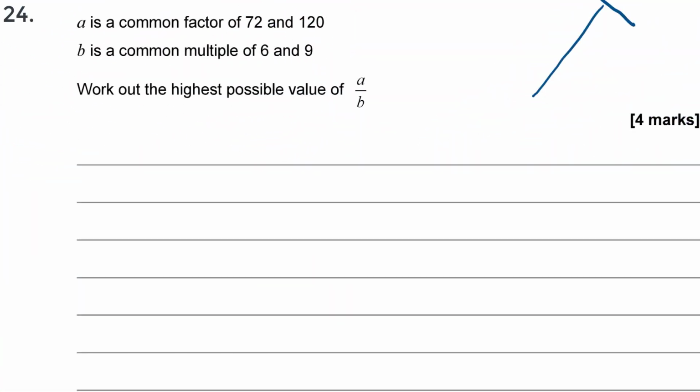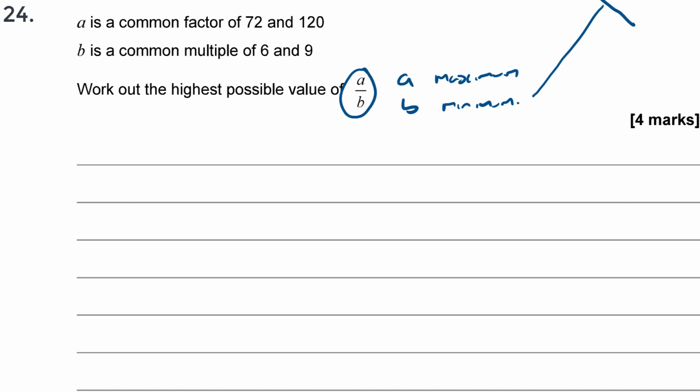A is a common factor of 72 and 120, and B is a common factor of 6 and 9. Work out the highest possible value of A over B. Okay, so this fraction is going to be its biggest when A is at its maximum value and B is at its minimum value, isn't it? Okay, you'll get a bigger number if you divide a fraction by a smaller denominator.